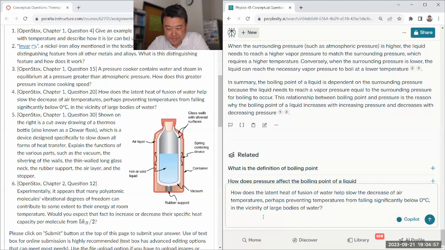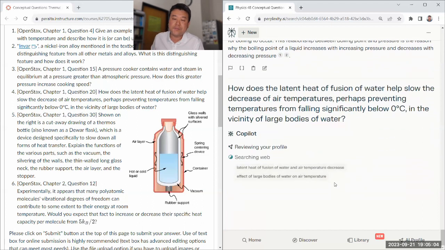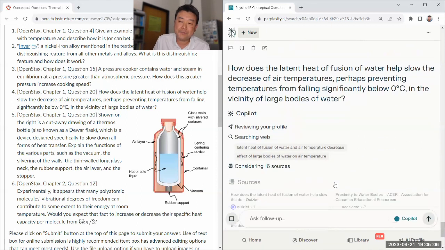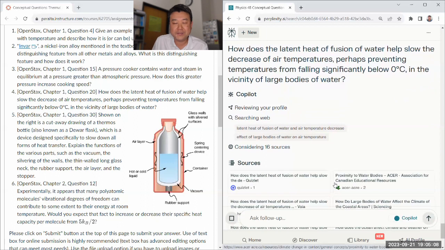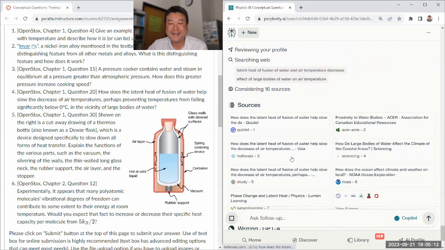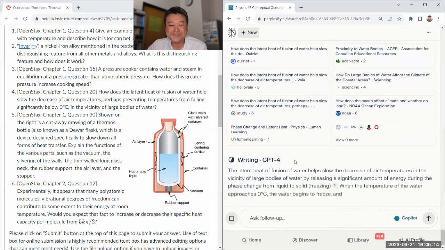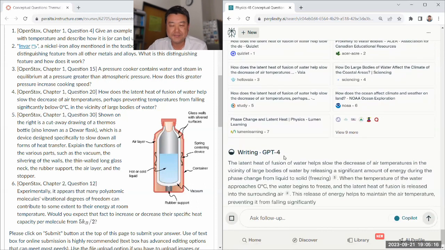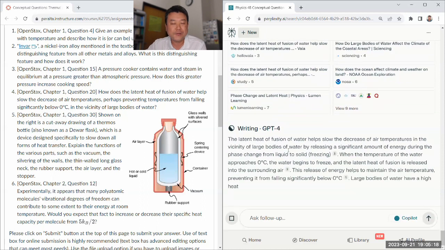How does the latent heat of fusion of water slow decrease? About the microclimate of the kind that we are happy to experience in the Bay Area, especially in Oakland, and not through the Caldecott Tunnel. Oakland and Alameda. I keep forgetting. I live in Oakland, I work in Alameda.